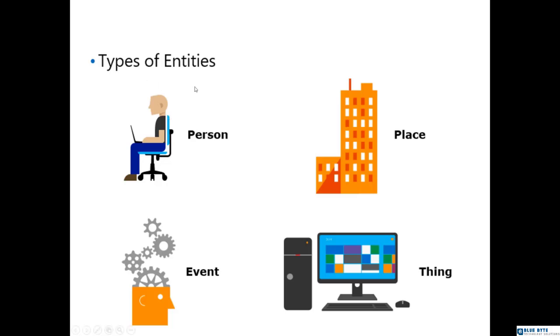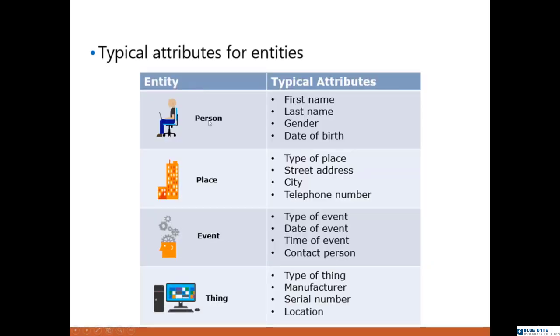Then once you're done with your entities, the next step is to define the attributes for the entity. So if I have a person, is it an employee? I need to provide now information relating to the entity. I need to know the first name, last name, gender, date of birth, and some other information, phone number, email address, etc. If it is a place, I need now to define type of place, street address, city, telephone number. If it is an event, again, I need to find the attributes. And if it is hardware, like here, think of a computer: type of it, manufacturer, serial number, location, etc. So all this information is very important to my database. It should be in there through the definition of the attributes.